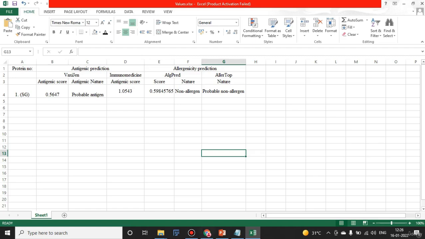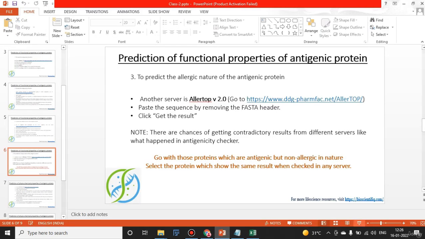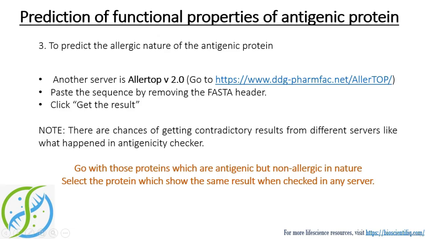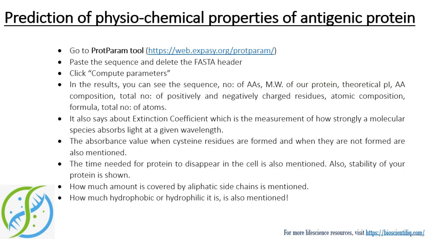Let's go with the next step, which is prediction of physiochemical properties of antigenic protein. So now we have finished with the functional properties. We have reached step 3. Next is prediction of physiochemical properties of antigenic protein. That's what our step 4 is, to predict the physiochemical properties of it.